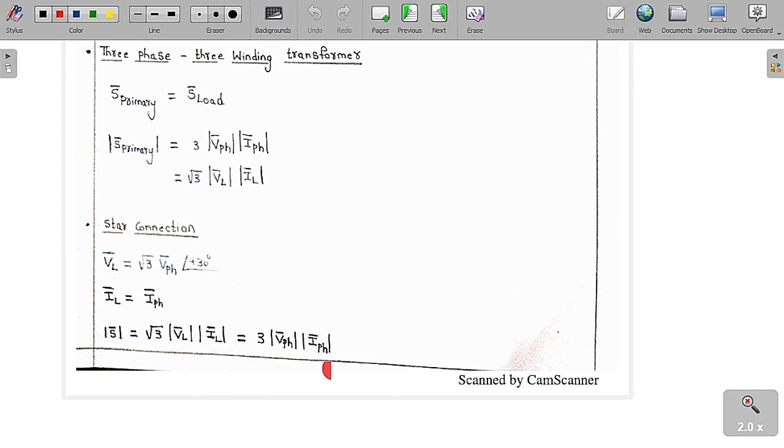All these are the magnitude values only we have to consider. So you can see clearly S is equal to root 3 into VL IL, or 3 into V phase into I phase. All these are the magnitude values only we have to consider.